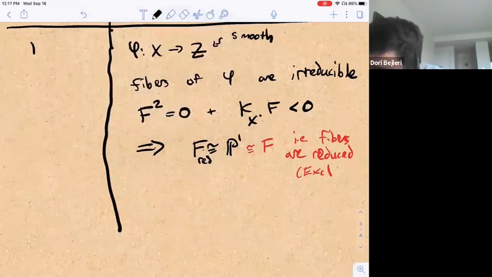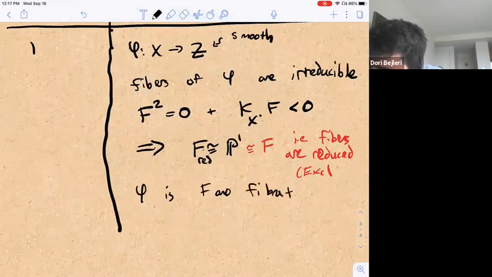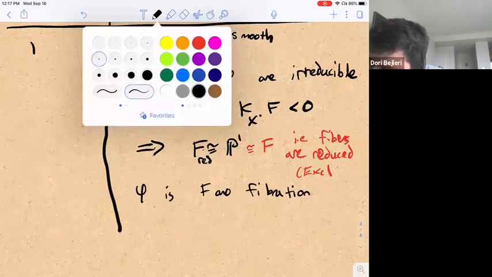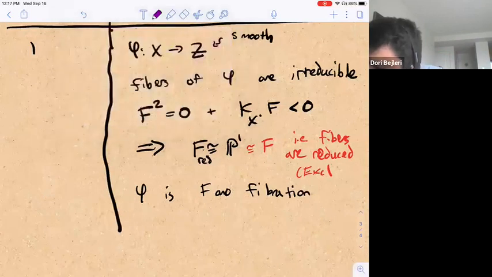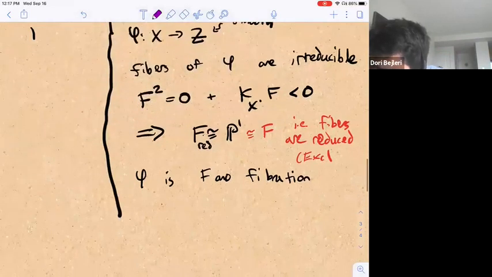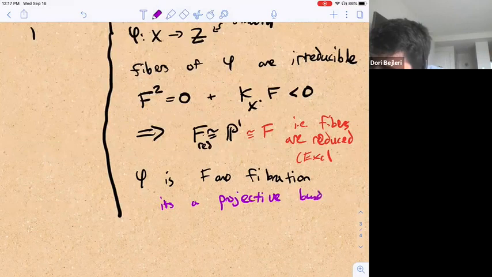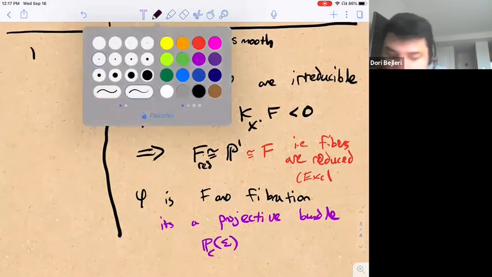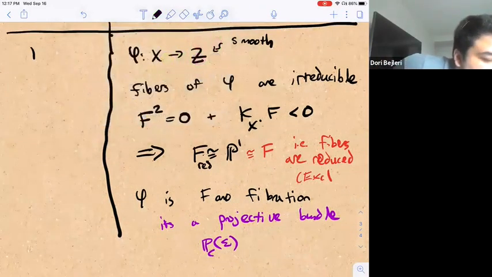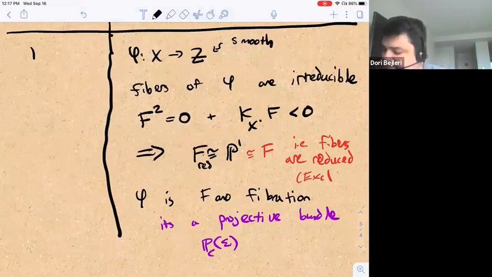Okay, so in that case, this phi is what I called earlier a Fano fibration. But we'll sketch a proof in a second that actually, even better than that, it's a P1 bundle. So it's a projective bundle, i.e. a ruled surface.